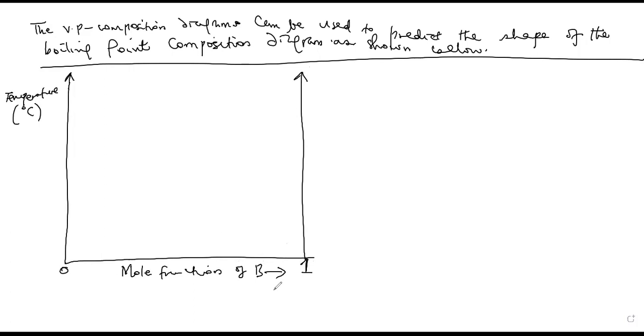We said that previously, in the vapor pressure composition diagram, the partial pressure of A was high, meaning that its boiling point this time would be lower. And the boiling point of B, which had low vapor pressure, would be higher. So this point represents the boiling point of pure B. Since it had lower vapor pressure, it boils at a higher temperature. And this is the boiling point of pure A.